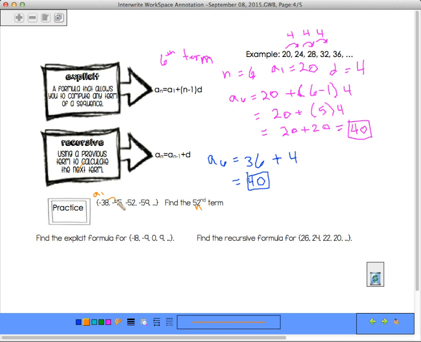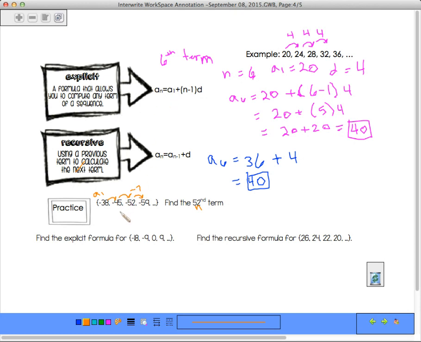So how much it's changing each time, from here to here, from here to here, from here to here. It's going down 7 each time. So d is negative 7.